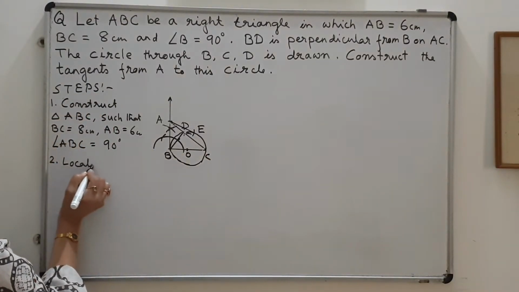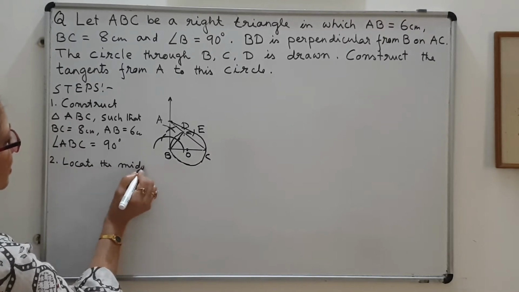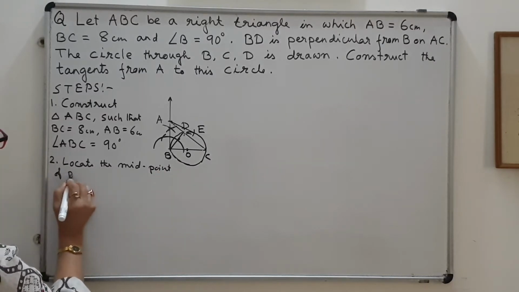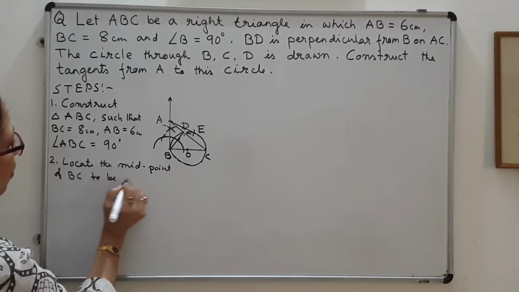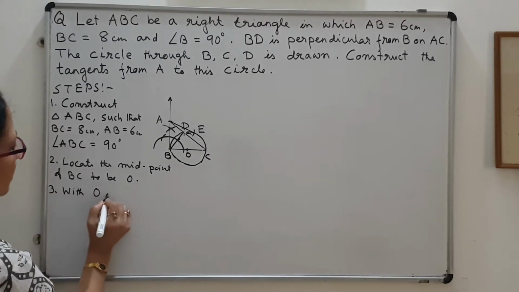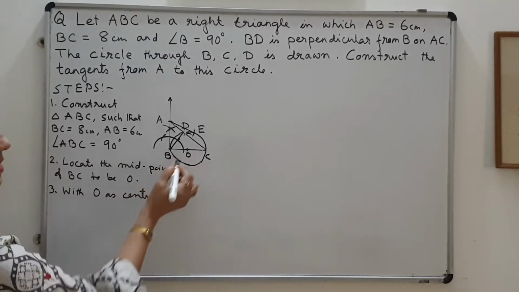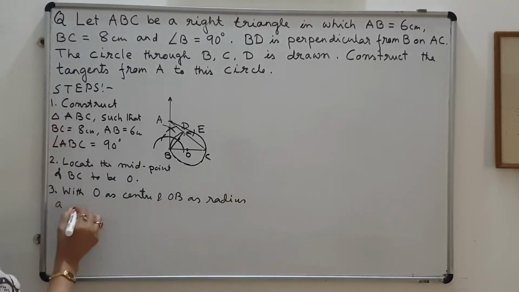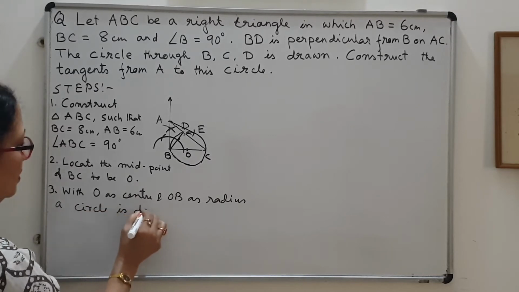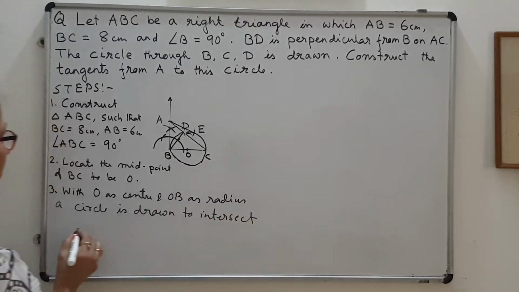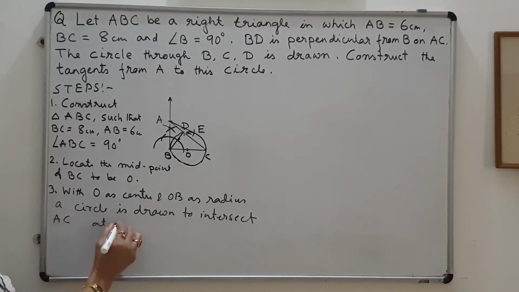Second step, locate the midpoint of BC to be O. Then third step, draw with O as center and OB as radius a circle to intersect AC at D.